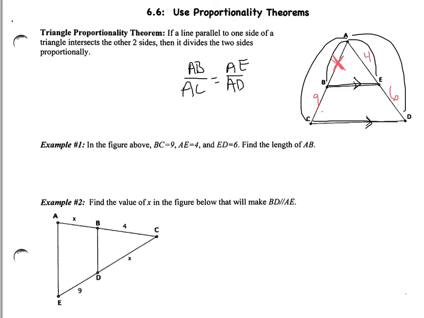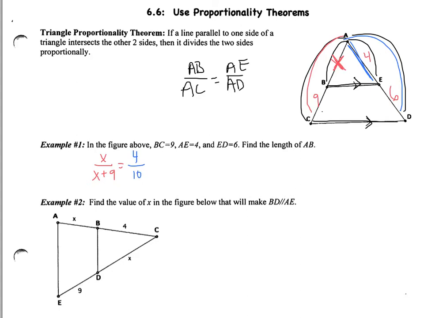Okay, so small side AB is x over this entire side. This one's tricky. It's x plus 9, because that's the whole side. And then small side is 4, all over, large side is 10, 4 plus x.